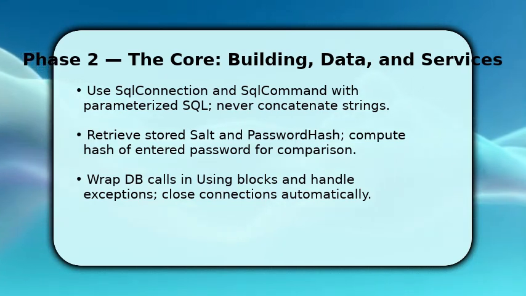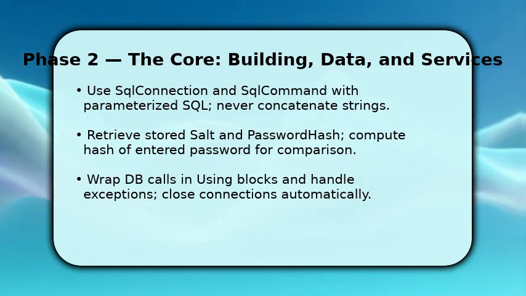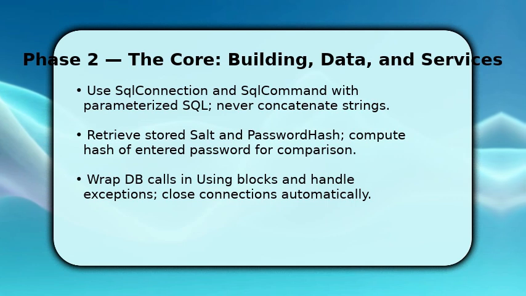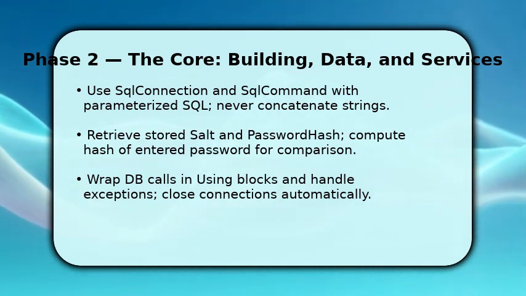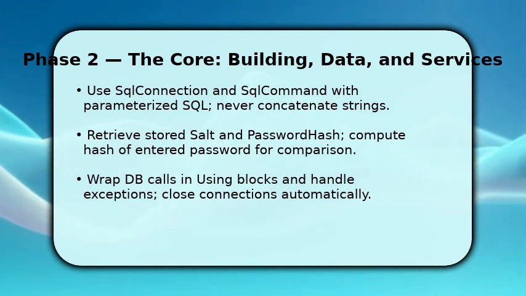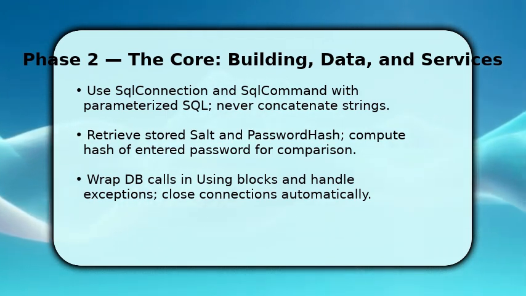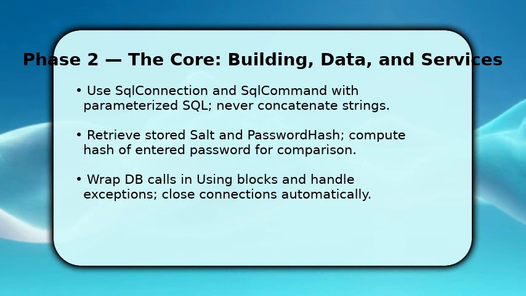On button click, open a SQL connection using your connection string. Create a parameterized SQL command to select password hash and salt for the supplied username. Execute with ExecuteReader. If a row exists, read salt, compute the hash of the entered password using the same algorithm and iterations, then compare securely.